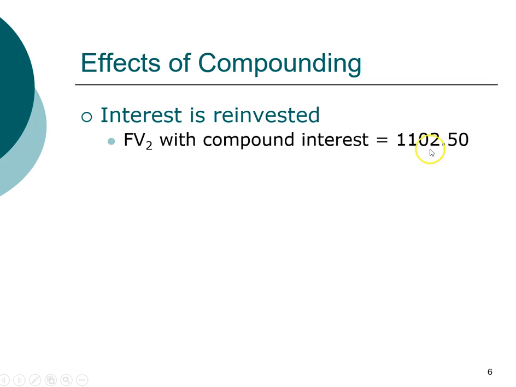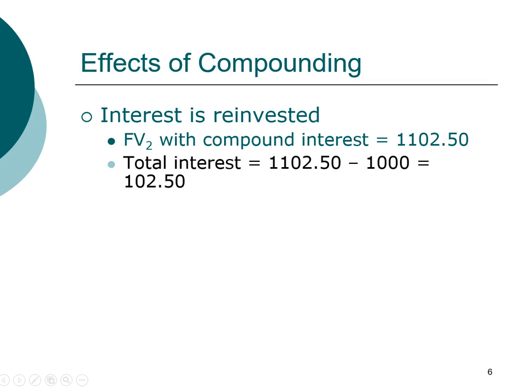So we know that our future value at the end of 2 years is $1,102.50. We started with $1,000. So that tells us that since we end up with $1,102.50 when we were starting with $1,000, we earn a total of $102.50 in interest. So what is our compound interest? Well, we know that we earn a total of $102.50. With simple interest, it is only $100.